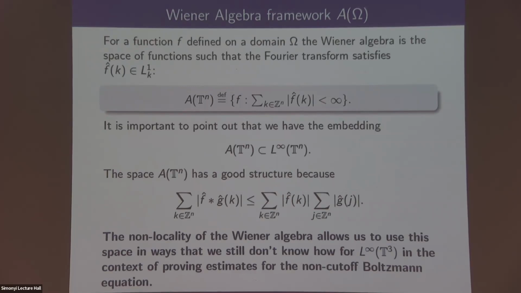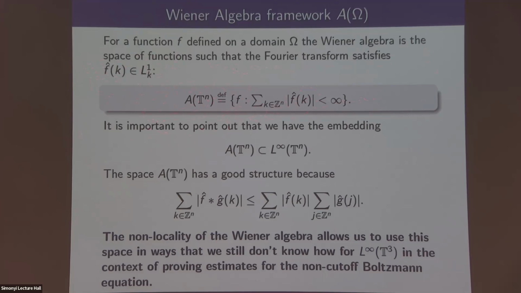To do this, we're going to use the Wiener algebra framework. I'm going to explain that to you in a simple way, because I've been doing this with Paco for a while, actually since we first met. For a function f defined on a domain omega, the Wiener algebra is a space of functions such that the Fourier transform f hat is in L1 of k. So A(Tn) is the set of f such that the sum over k in Zn of |f hat of k| is finite.